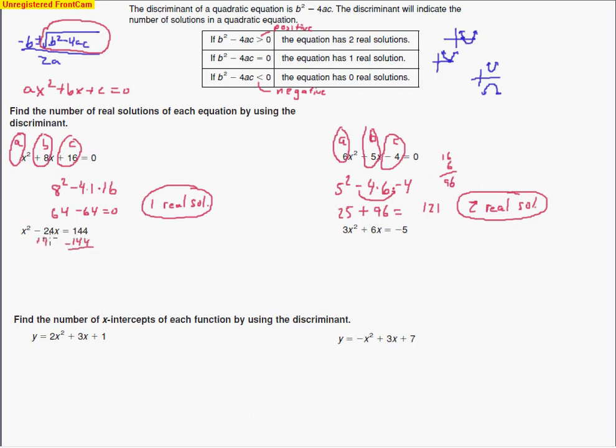We have to move that 144 over. And so now it's a negative 144. So I got x squared minus 24x minus 144, and this all equals 0. So now we're ready to solve.